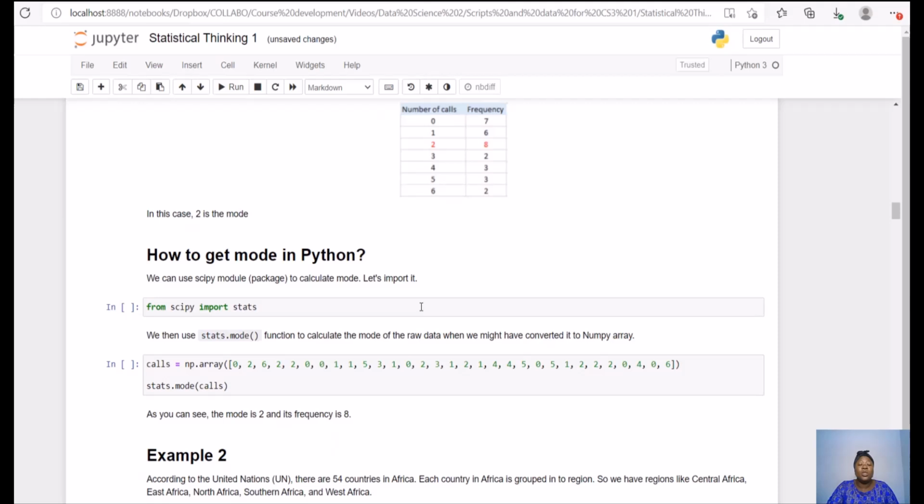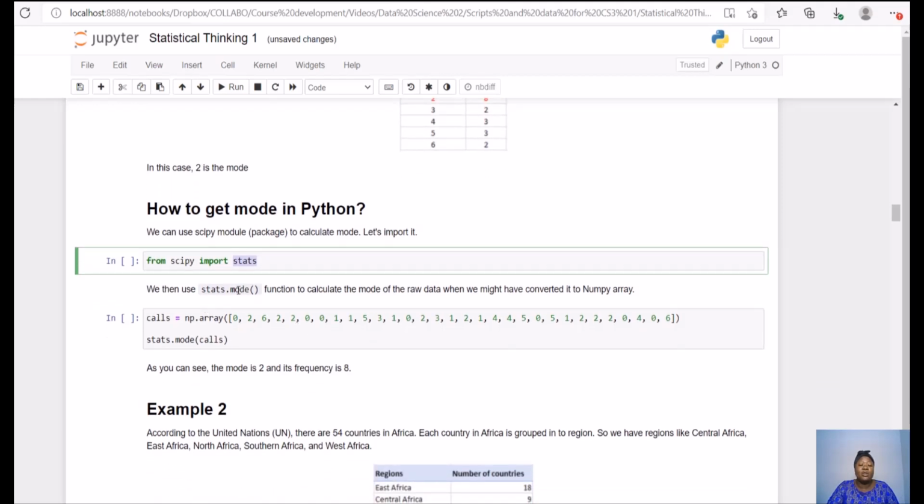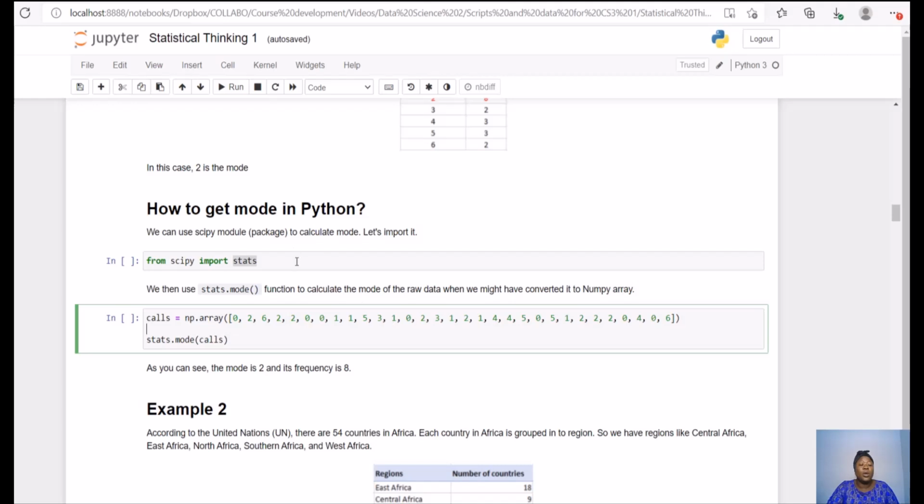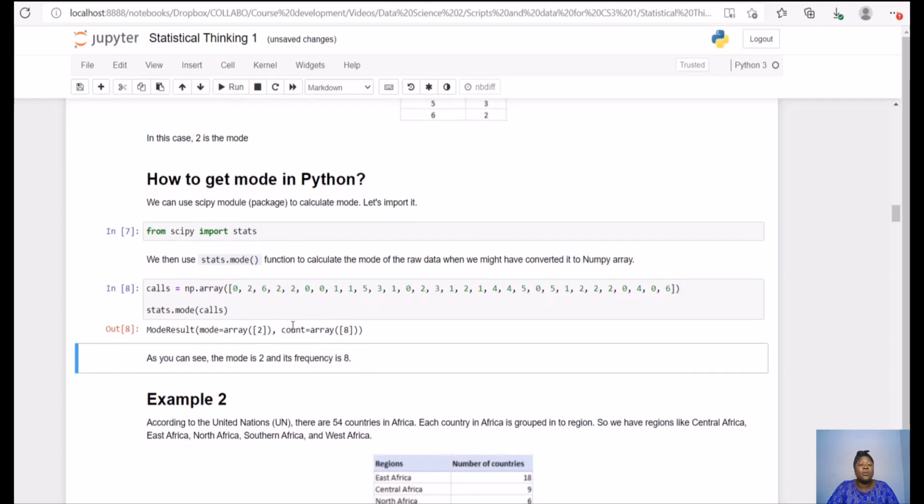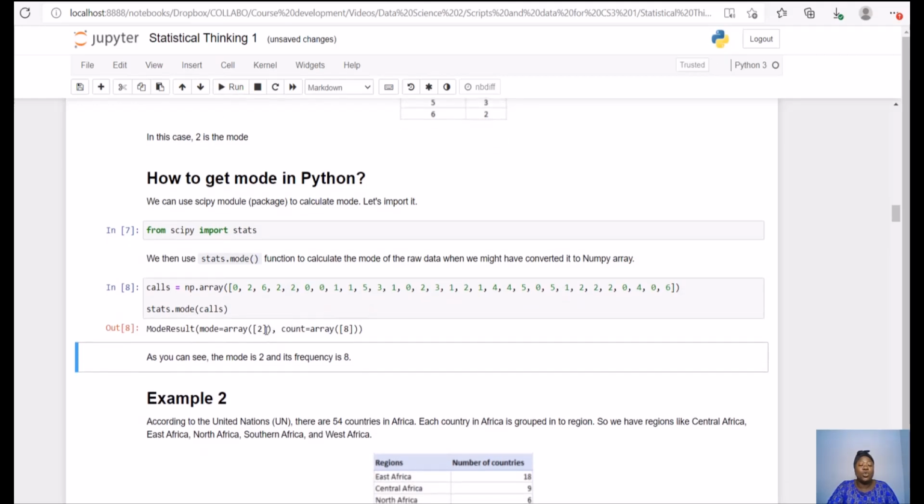So how do we calculate this using Python? The first thing we do is import the SciPy module or package, that is, we import stats, that will allow us to calculate the mode. We use the stats.mode function to calculate the mode. Let me import it and then run it and compare our value. We see that the mode is 2 and the count is 8. So 2 appears 8 times.